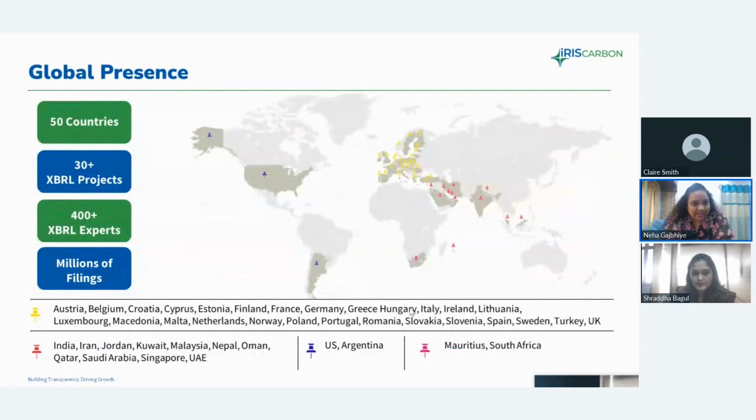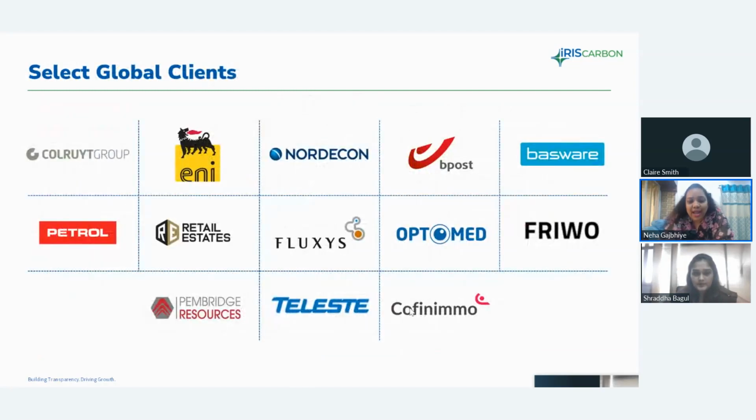This is our global presence. We are in 50 countries all over the world with 30 plus regulators. We have 400 plus XBRL experts, and millions of filings are filed every year using our platform. These are the logos of a few of our clients from the European region: Colruyt Group, the largest retailer in Belgium, Eni, the largest energy company, Nordicon, the largest construction company, and Pembridge Resources, the largest mining company.